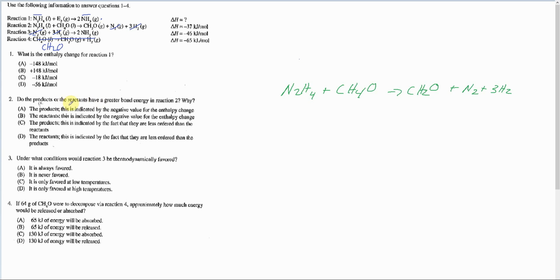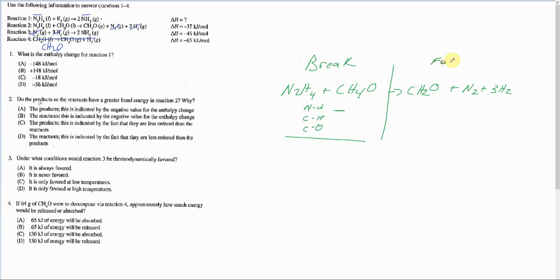Number 2, they want to know, do the products or the reactants have greater bond energy in reaction 2? So I rewrote reaction 2 over here. And remember that with bond energies or bond enthalpies, typically what we'd do is we'd figure out, well, what bonds are in here? There are some NH bonds, and we'd have some number, and we'd have however many there were, and we'd have some CH bonds and some CO bonds. There'd be a whole bunch of bonds, and we'd add them up. And remember, this is the energy it takes to break bonds.